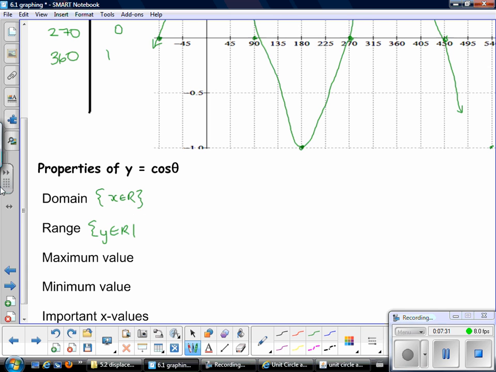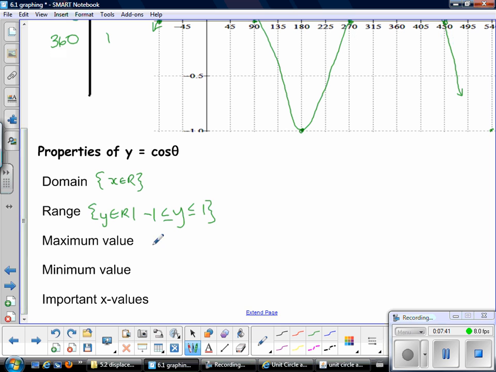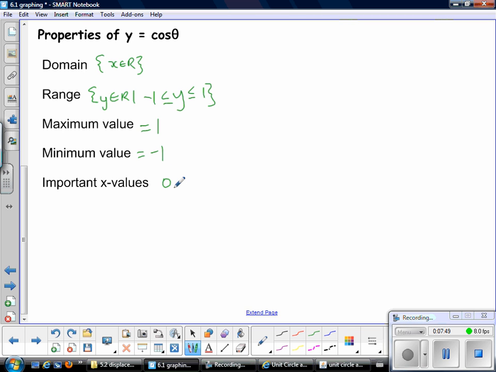such that, again, y is sandwiched in between negative 1, its lowest point, and positive 1, which is its high point. So we know our maximum value is 1, our minimum value is negative 1, and the important values, guess what? Exactly what they were for the sine one. Okay, again, it happens every 90. Different things happen every 90, but 270, 360, plus or minus. And the pattern continues and continues and continues.